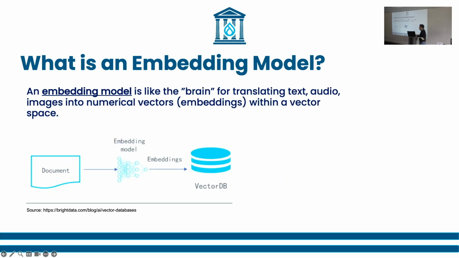Now, to create these embedding numbers, we also need a model. An embedding model is like the brain for translating text, audio, and images into these numerical vectors that I described before. So we have the document. It first passes through an embedding model, then we get the numerical embedding, and this is stored in the vector database.